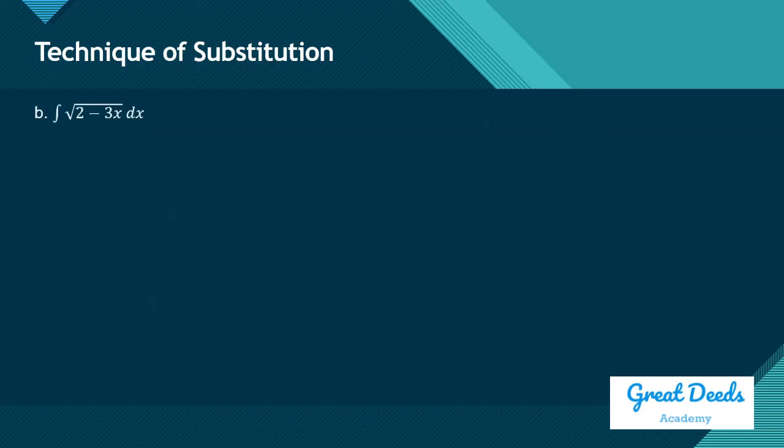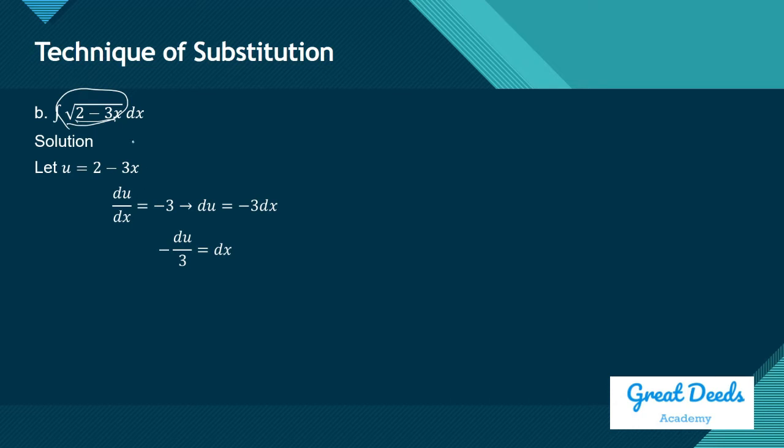Let us get the integral of 2 minus 3 times x dx. So let u be equal to 2 minus 3x. So you can look at u as a function of x. So what is du over dx? It's negative 3. Du now is equal to negative 3 times dx. Dx is negative du over 3. So we can now replace this by u. This one becomes u raised to 1/2. Dx will be replaced by negative du over 3.